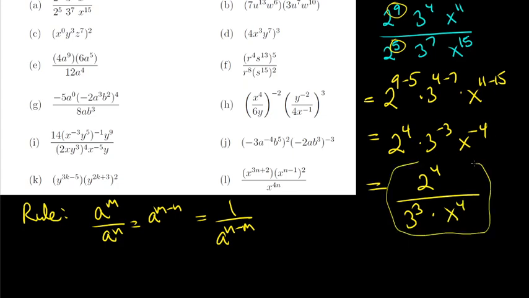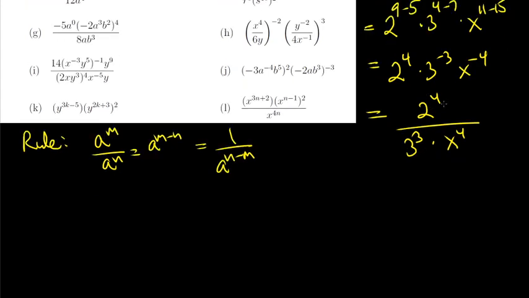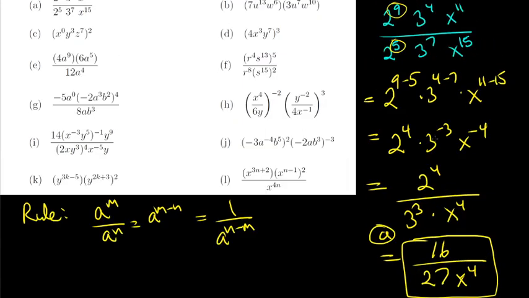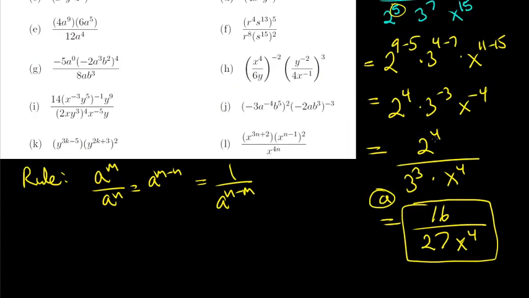So that's it, although I think they want us to evaluate the expression as well. So 2 to the 4th, 2 times 2 times 2 times 2 is 16, right? And 3 to the 3 is 27 times x to the 4th. So that should be the answer to part A. Okay. So let's move on to part B.